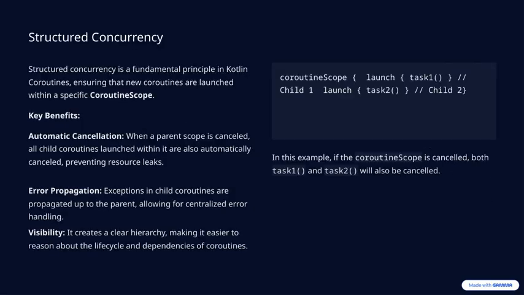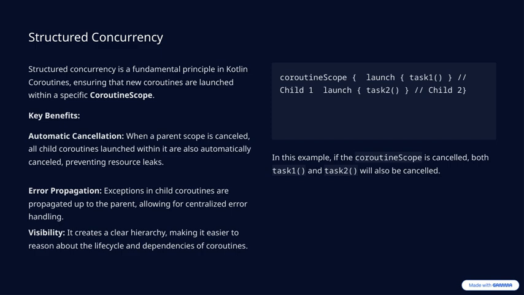Structured concurrency is a core principle in Kotlin coroutines that helps us manage coroutines more effectively. Essentially, it means launching new coroutines within a specific coroutine scope, which acts like a container for related tasks. This setup brings several key benefits. First, there's automatic cancellation.